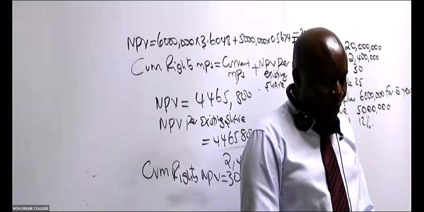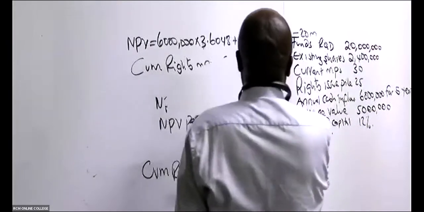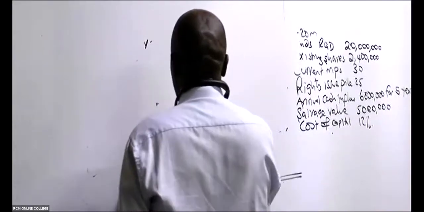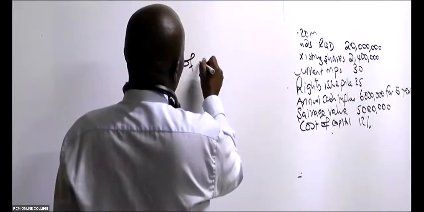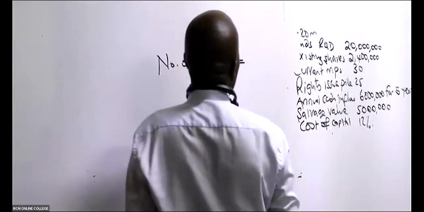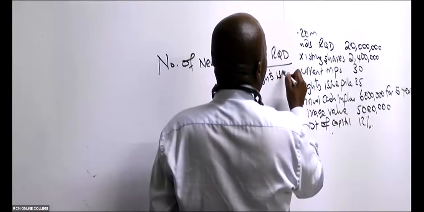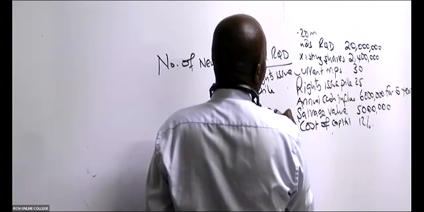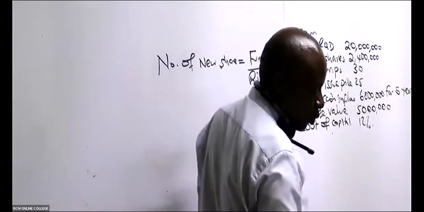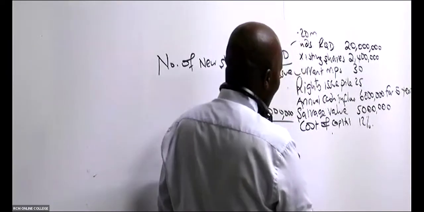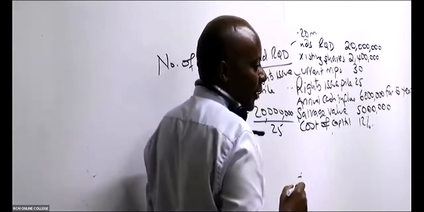The first thing that I will do is to calculate the number of new shares. Very easy. New shares: funds required over rights issue price. How much do we need in total? 20 million. You told me that, isn't it? And are you able to see the rights issue price, my good students? The rights issue price is 25.